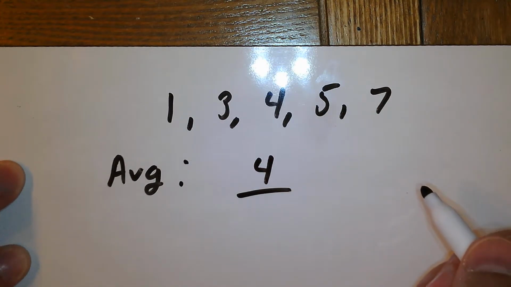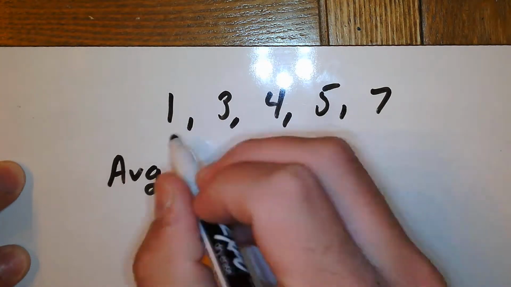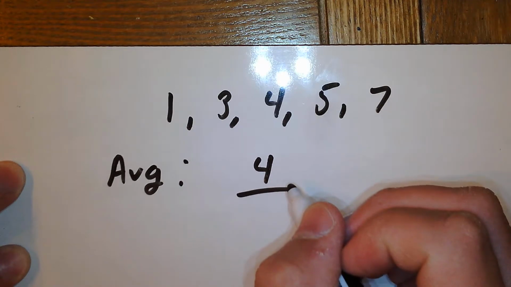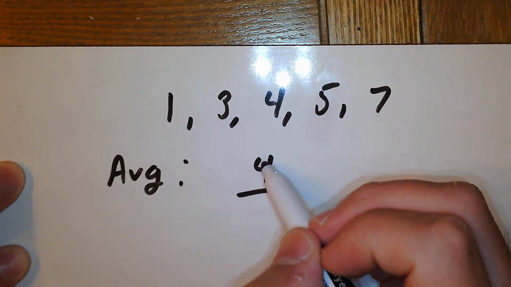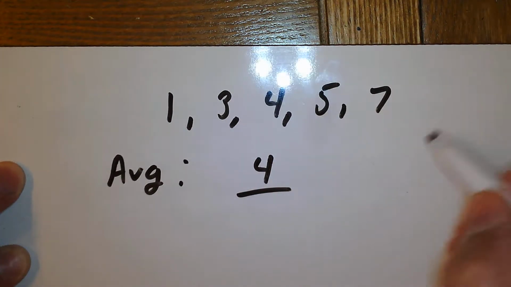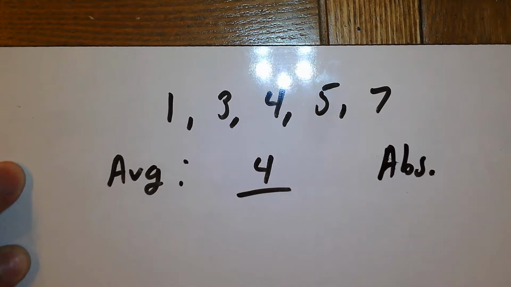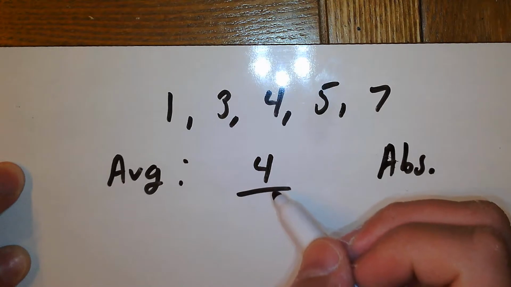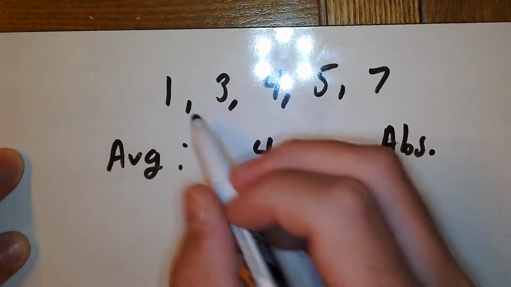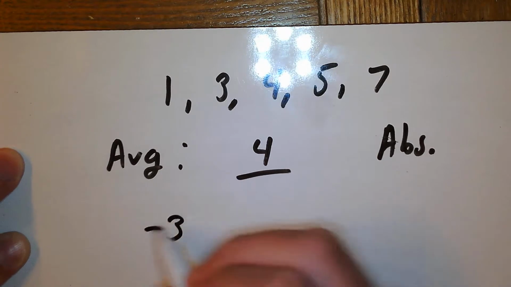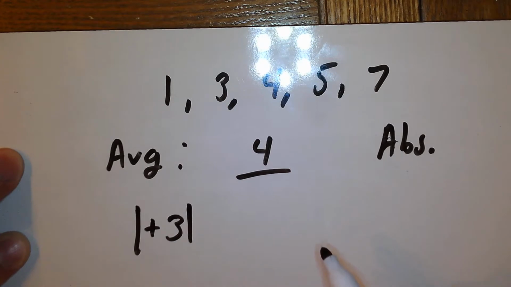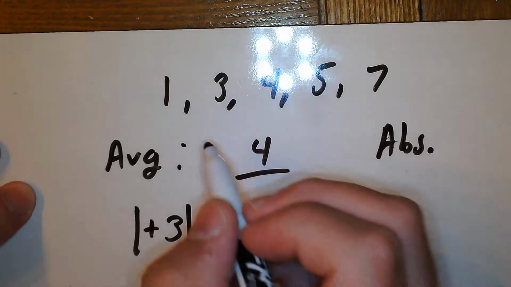Then we need to take the difference from every point in the data set to the average. So 1 minus 4 would actually be negative 3. But that's why it's called mean absolute. We're going to take the absolute value of it, which means even if we get a negative number for the difference, we turn it into a positive. So 1 minus 4 may be negative 3, but then we take the absolute value to make it a positive 3.